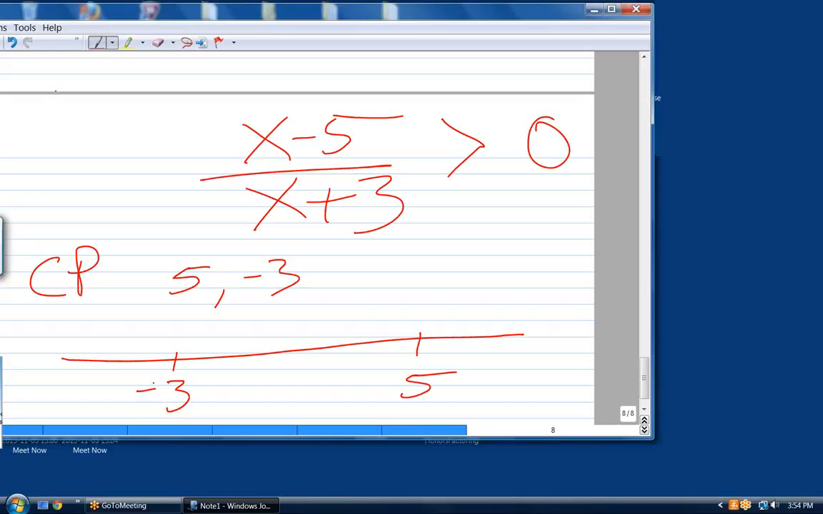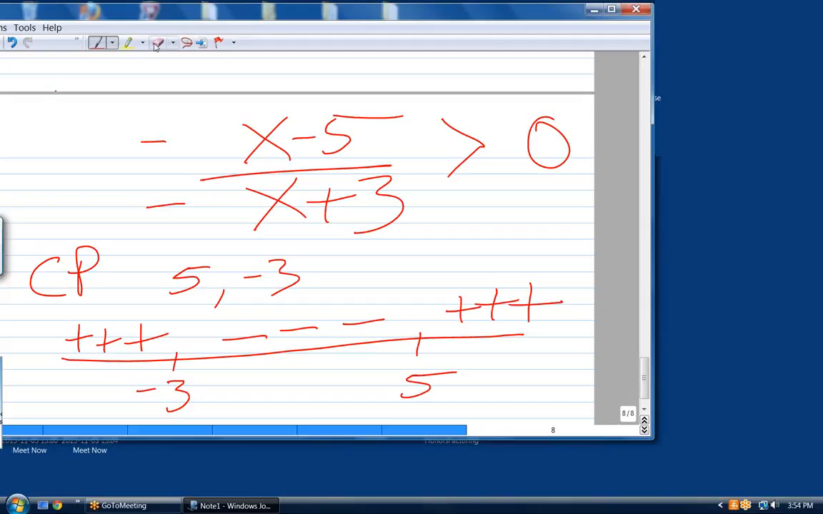What happens to the left of -3? Okay, it becomes a negative over a negative. So you get positives. What happens in between? You get negatives in between because it's a negative over a positive. If you plug in 0 for x, you get -5 over +3, so you're right. And then to the right of 5? 6, so you'd get positive and positive.